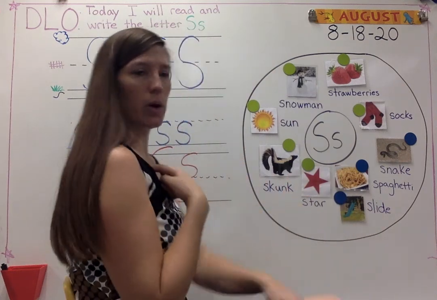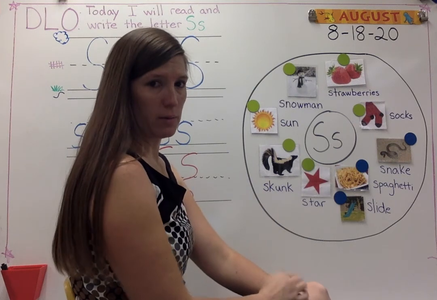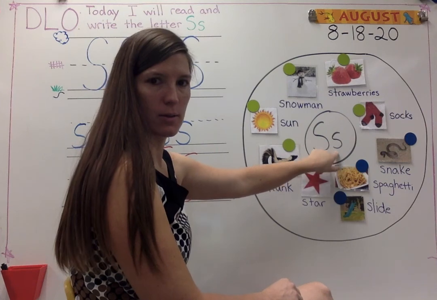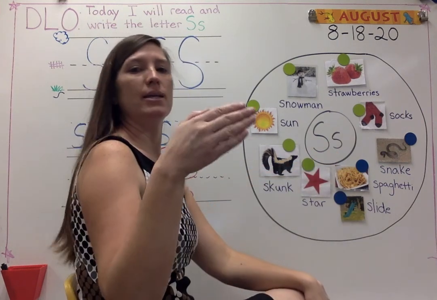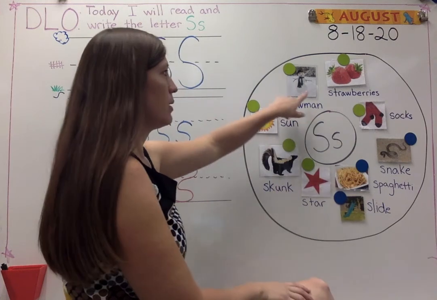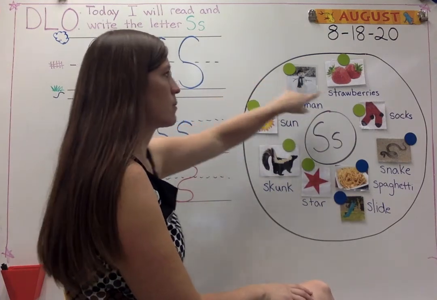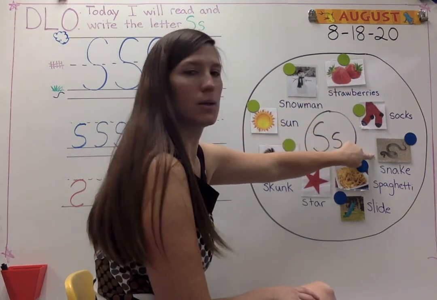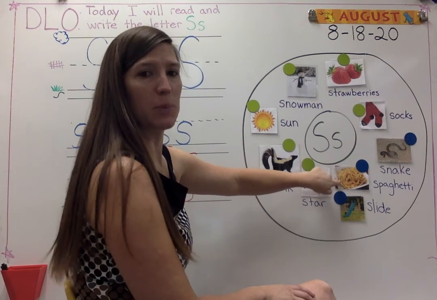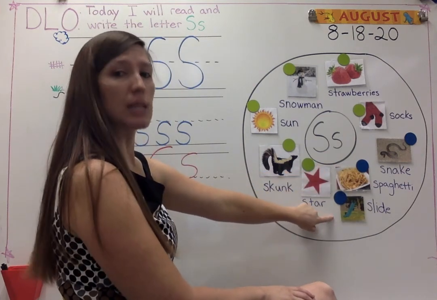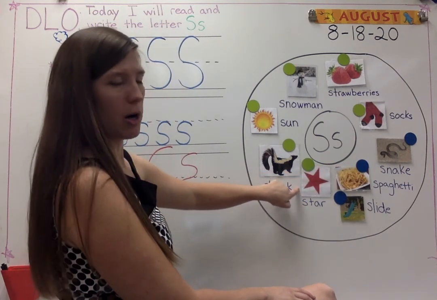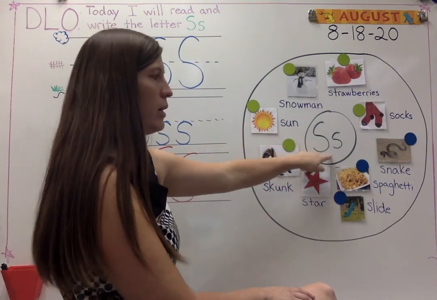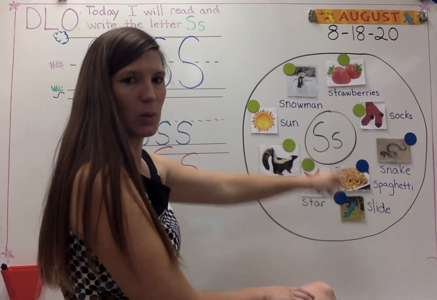Now I will say the word and you will say it after me. Ready? Say S. S. What sound does S make? S. Good. Say snowman. Strawberries. Socks. Snake. Spaghetti. Slide. Star. Skunk. Sun. What letter did we learn today? S. What's the sound for S?